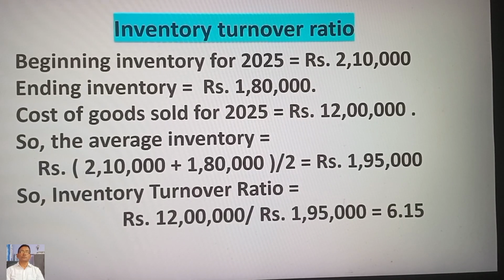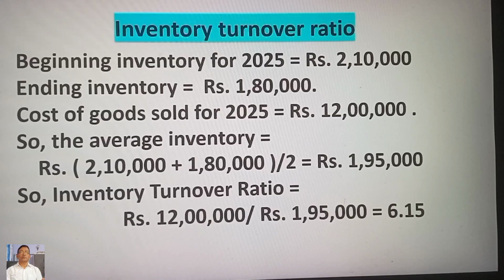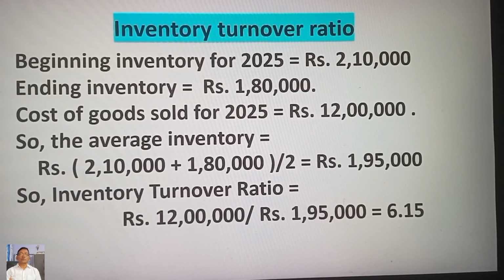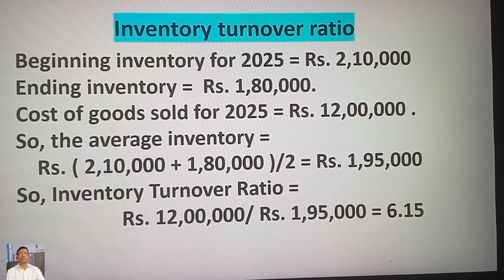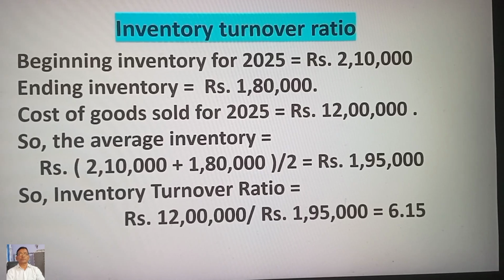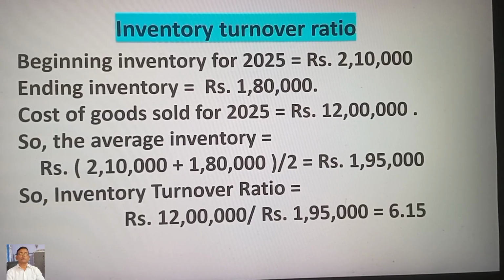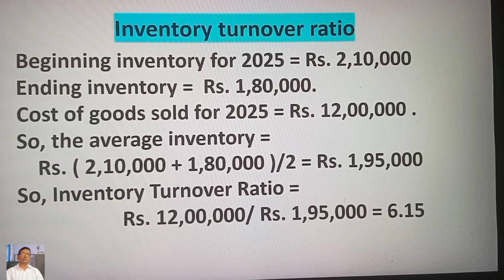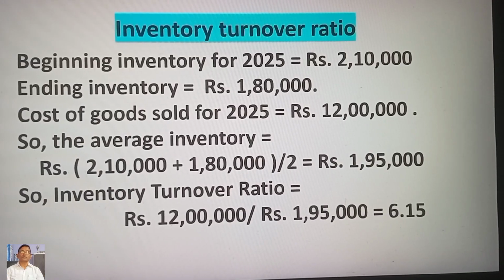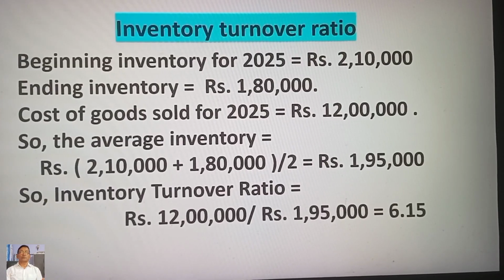As for example, suppose a company's beginning inventory for 2025 is rupees 2,10,000 and ending inventory is rupees 1,80,000. The company's cost of goods sold for 2025 is total rupees 12 lakh. So, the average inventory is equal to rupees 2,10,000 plus 1,80,000 divided by 2 is equal to rupees 1,95,000. So, inventory turnover ratio is equal to rupees 12 lakh divided by rupees 1,95,000 is equal to 6.15.